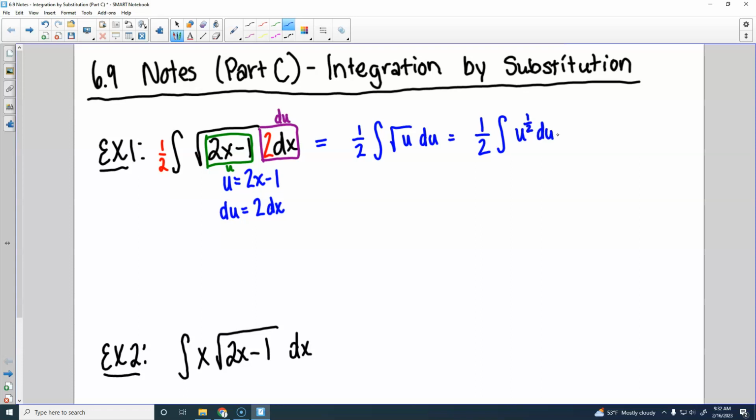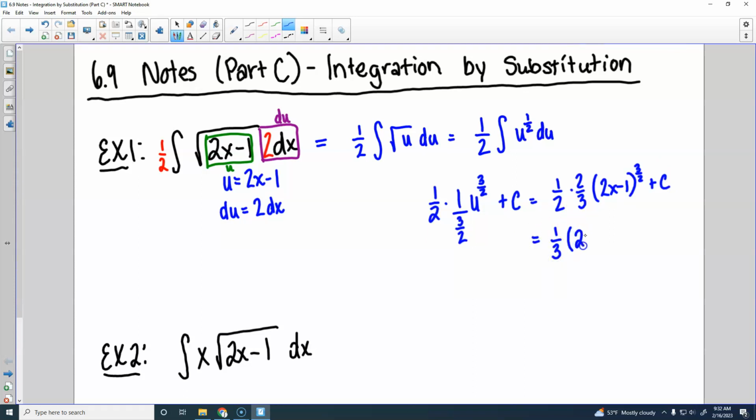And now I just need to integrate using that power rule, so I'll have u to the 3/2. Out front, I'm doing 1 divided by that 3/2. Put a plus c on the end. So this is going to give me 1/2 times 2/3 times, I'm going to go ahead and put the 2x minus 1 back in, 3/2 plus c. So that is going to be 1/3 (2x minus 1) to the 3/2 plus c.